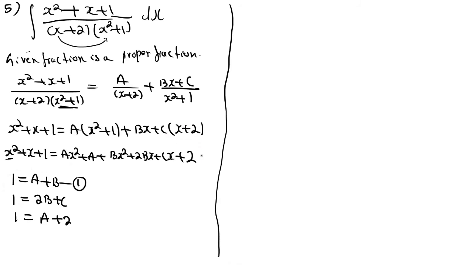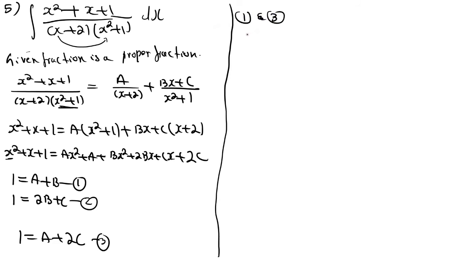Here if you multiply c into 2 you'll get 2c, right? So compare coefficient of constant, 1 is equal to a plus 2c. Okay, now consider the equations 1, 2 and 3. Solve the equation 1 and equation 3. Equation 1 is a plus b is equal to 1 and equation 3 is a plus 2c value is equal to 1. Okay, if you subtract, a gets cancelled, b minus 2c value is equal to 0. Take it as equation number 4.